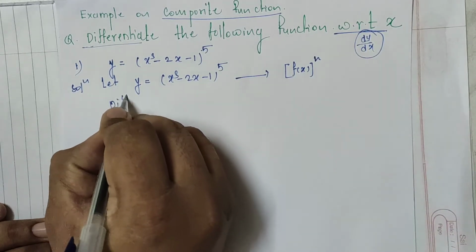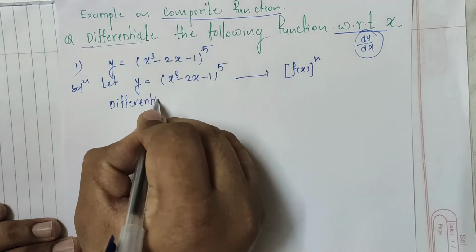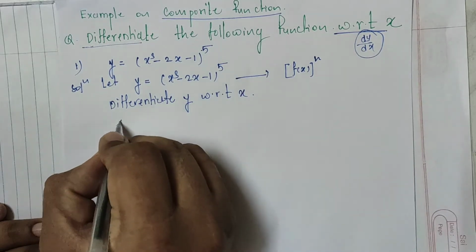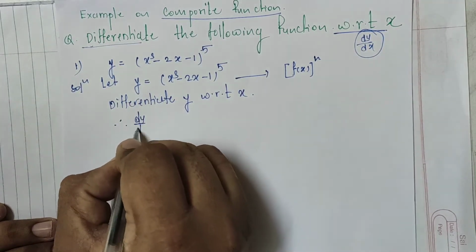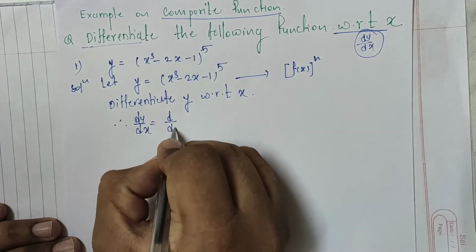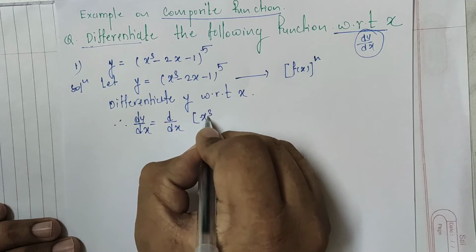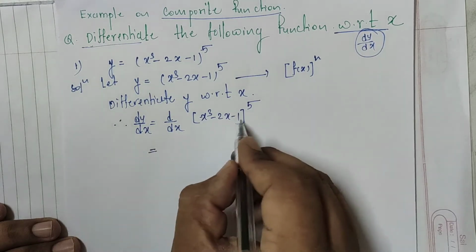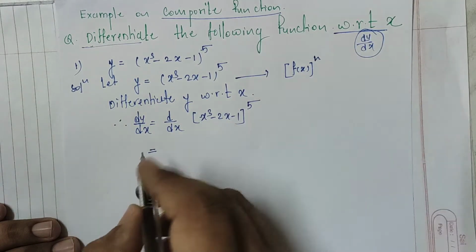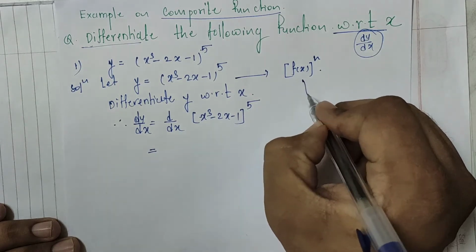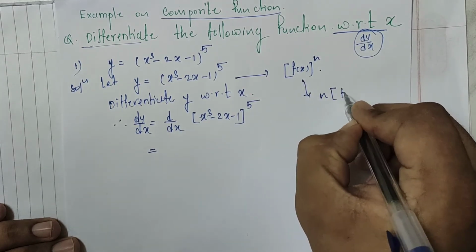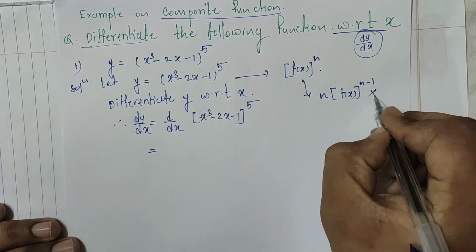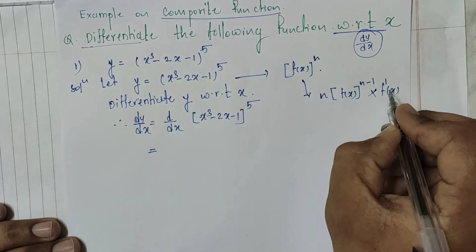Then differentiate y with respect to x. Therefore, y derivative dy by dx is equal to derivative of (x cube minus 2x minus 1) bracket raised to 5. Which form? f of x raised to n form. Therefore, the derivative of f of x raised to n is n into f of x as it is raised to n minus 1, into f dash of x.